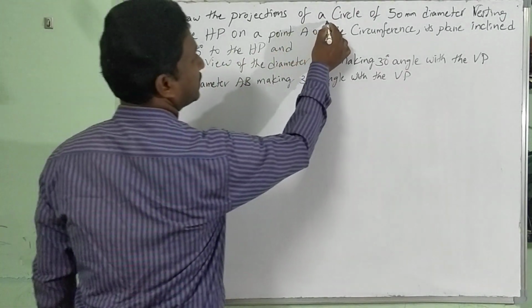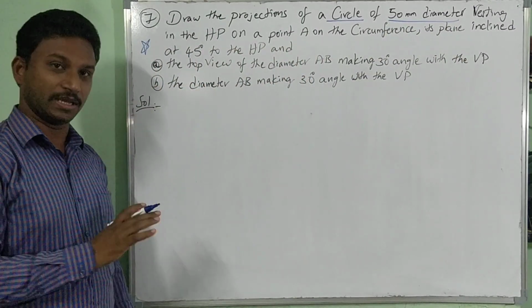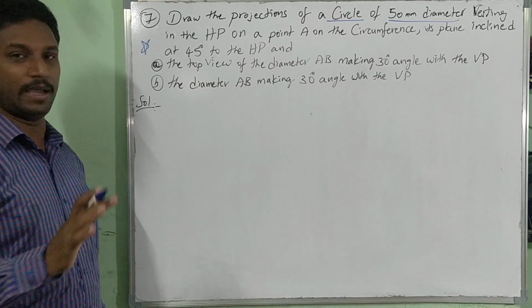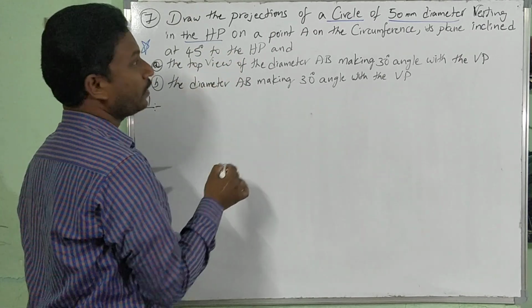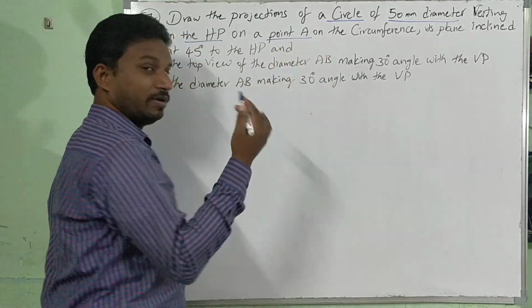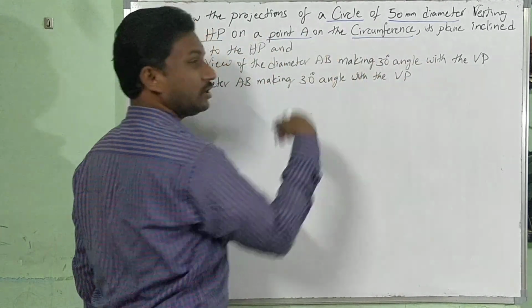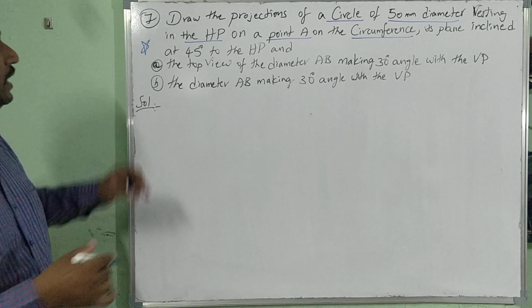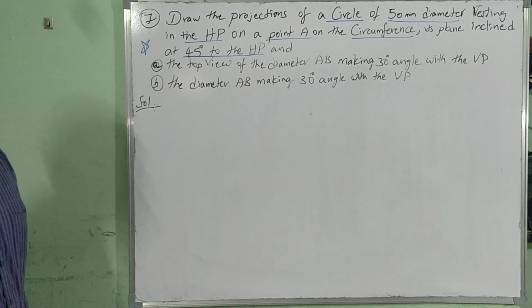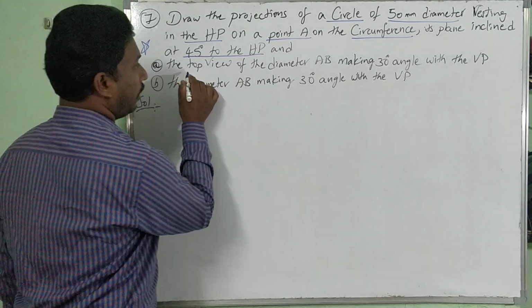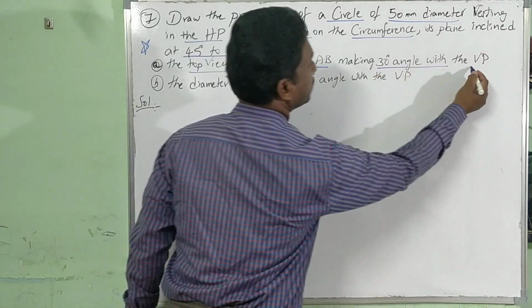Draw the projections of a circle 50 mm diameter. Its plane, given is circle, dimension is 50 mm diameter. Coming to the next location, resting in the HP on a point A. He is given that point name also A on the circumference. Where is that point A? It is on the circumference. Its plane inclined at 45 degrees to the HP, and the top view of the diameter AB making angle 30 degrees with the VP.